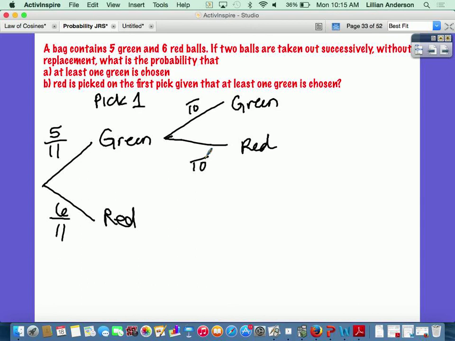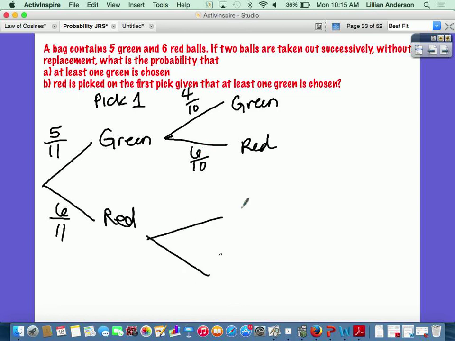If I reach in the first time and pick out a green ball, and then I reach in again, what's the probability that I get a green ball? 4 out of 10. Because if I picked green the first time, I started with 5, I took one out, that leaves me with 4. If I pick green the first time, and I reach in again, what's the probability that I get a red one? 6. Because when I reached in, I grabbed a green one, not a red one, so there were still 6 red balls in there.